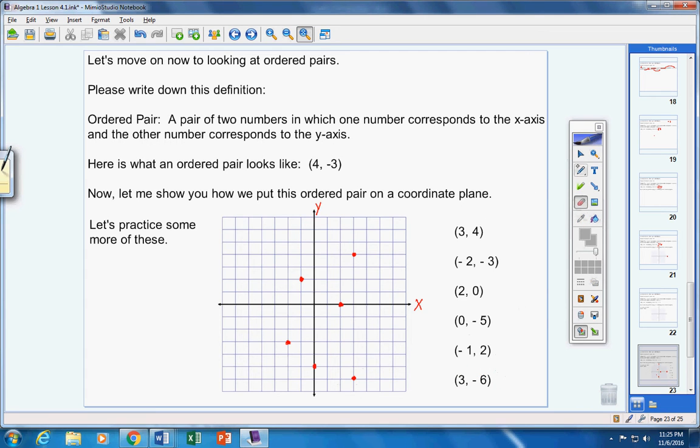So, are you listening? This is an ordered pair. It gives you 1 point. Each ordered pair gives you 1 point on the coordinate plane, not 2 points. Each ordered pair, 2 numbers, gives you 1 point on the coordinate plane. Okay, guys? Alright, moving on now.